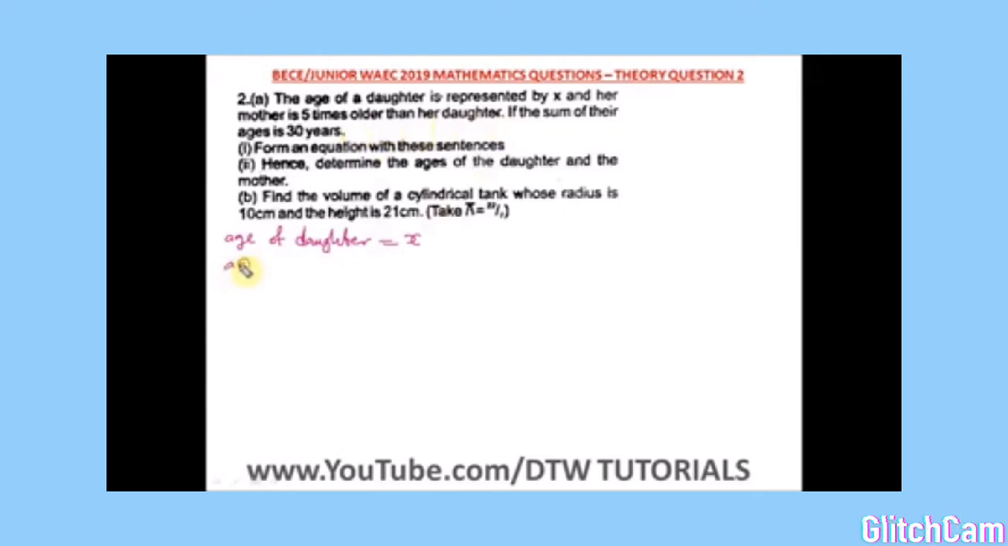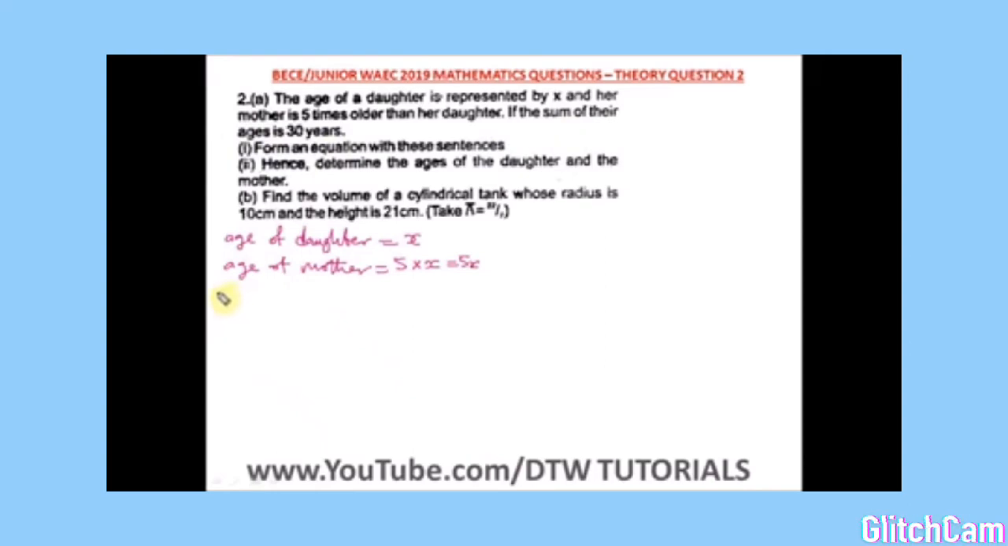And her mother is 5 times older than her daughter. You say age of mother is equal to 5 times older than her daughter. And what is her daughter's age? Her daughter's age is represented by X. So 5 times X, which will give us 5x. So the age of the mother is 5x. It says if the sum of their ages is 30 years.